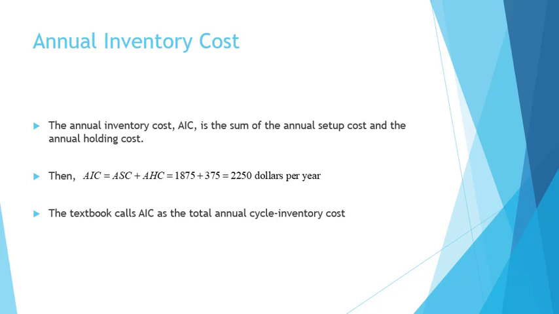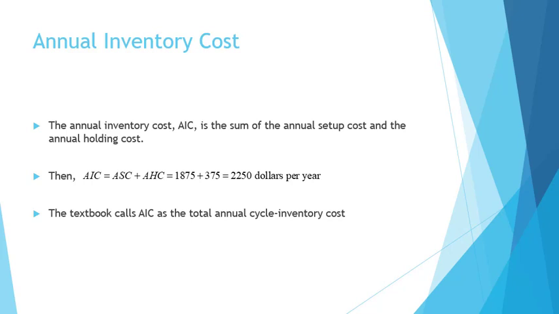The annual inventory cost, which is also called the total annual cycle inventory cost in the textbook, is simply the sum of the annual setup cost and the annual holding cost. Then AIC will be equal to $2,250 per year. This is the answer for the first question.